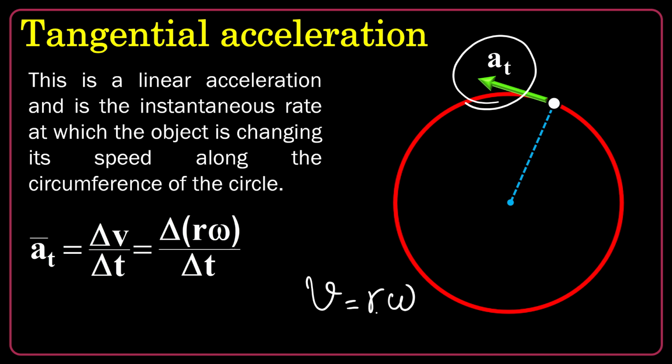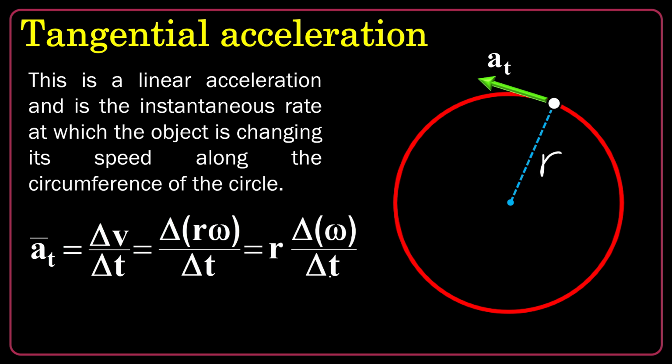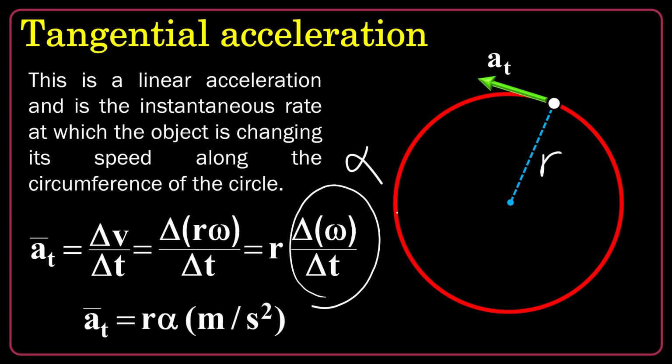v is r omega, the elevator I introduced and reviewed in this session. As the radius of the circle is assumed to be constant, we can take it out of delta. So it's r delta omega over delta t. Change in omega every second was introduced in the previous slide. It is alpha, so it's r alpha. Interesting, this elevator can take us from the circular motion again to the linear motion.